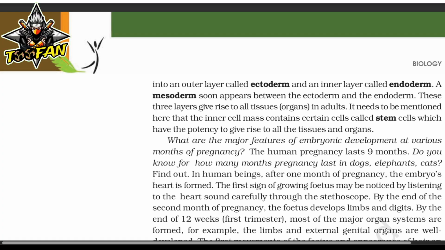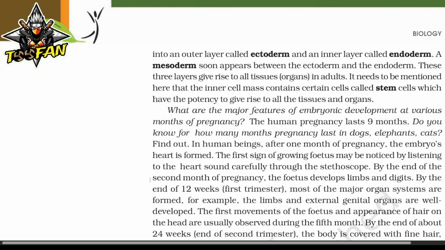The human pregnancy lasts 9 months. How many months is pregnancy in a dog, elephant, cat? Find out. In human beings, after 1 month of pregnancy, the embryo's heart is formed. The first sign of a growing fetus may be noticed by listening to the heart sound carefully through a stethoscope. By the end of the second month of pregnancy, the fetus develops limbs and digits. By the end of 12 weeks, the first trimester, most of the major organ systems are formed. For example, limbs and external genital organs are well developed.